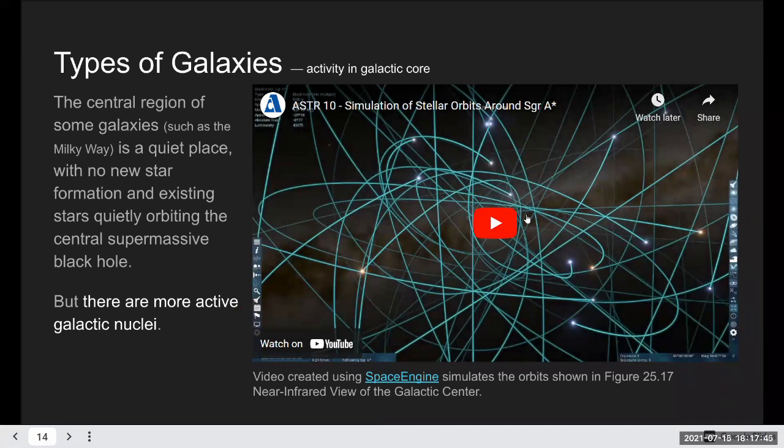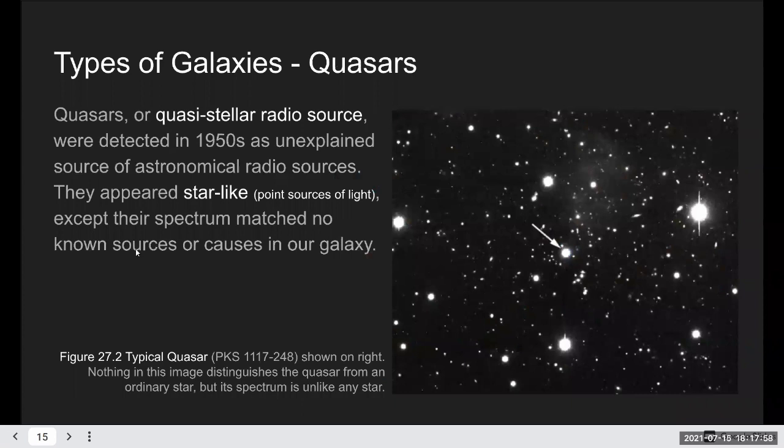There are stars orbiting the supermassive black hole, and other than that, nothing else is happening. Quiet, easy to simulate. But we think it may have been active in the past. An example is galaxies with an active nucleus, where matter is falling into a supermassive black hole and emitting light. Quasars are examples of that.